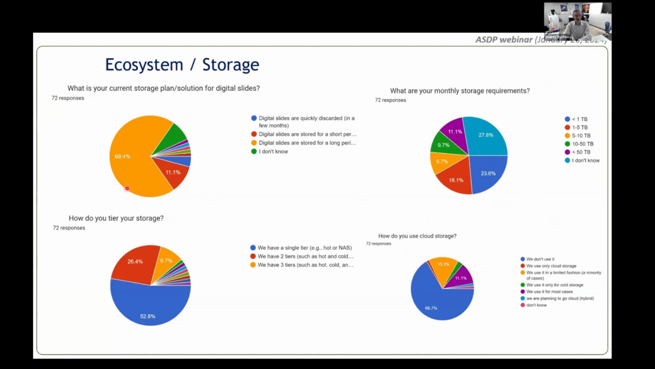How do you tier your storage? Mainly there was a single tier, for example, like NAS, network attached storage. More than a third had 2-3 tiers. Only a few institutions used cloud storage at that time, which was like 2-3 years ago. Now I believe the situation is changing.